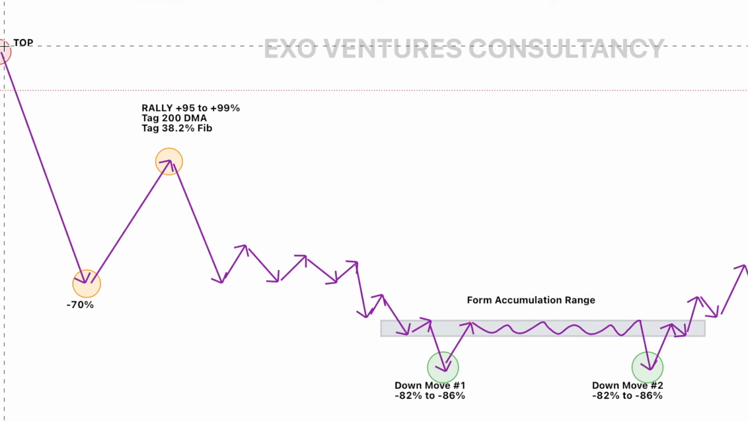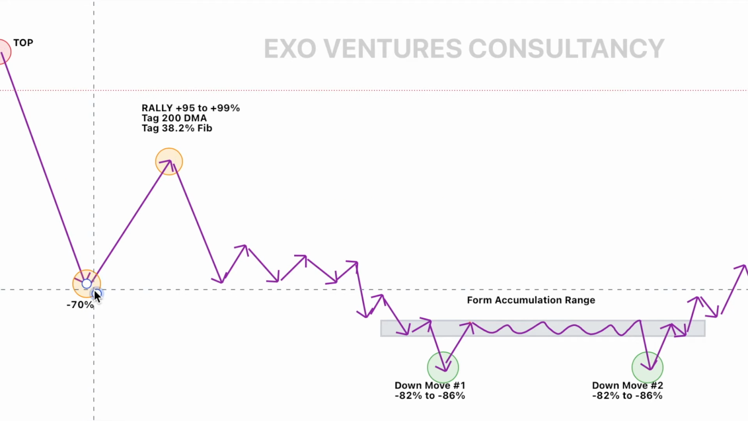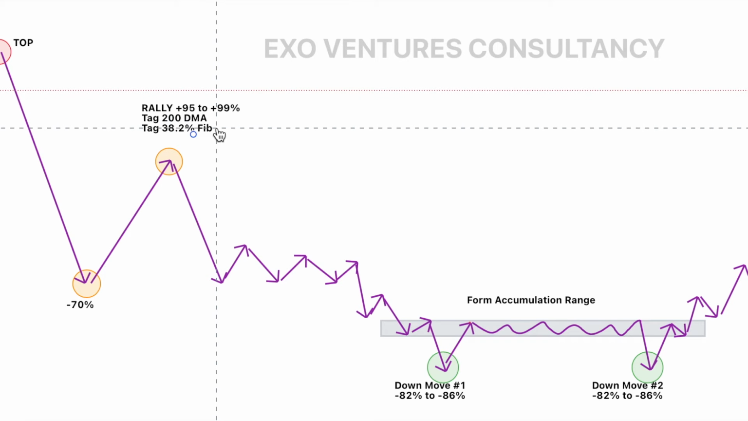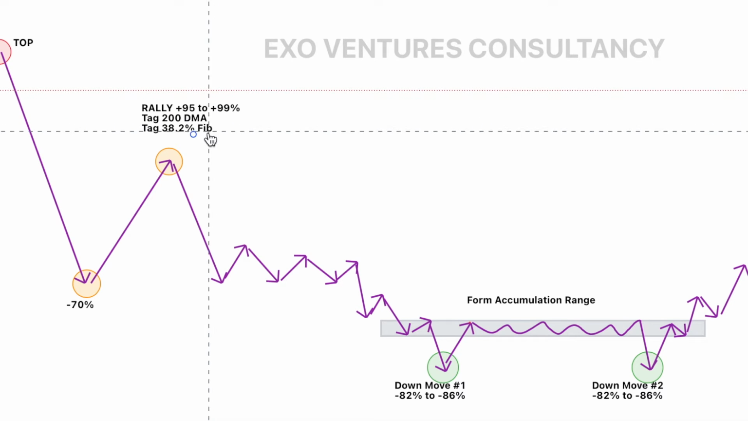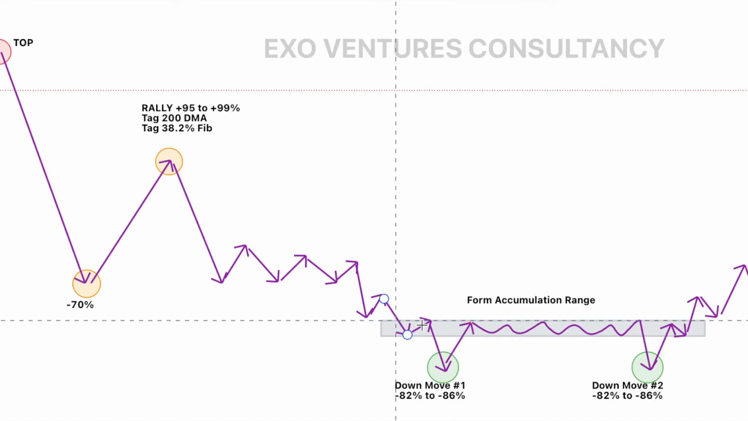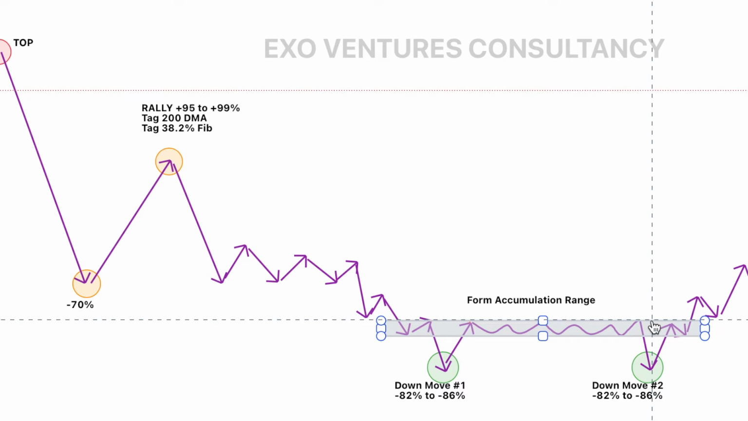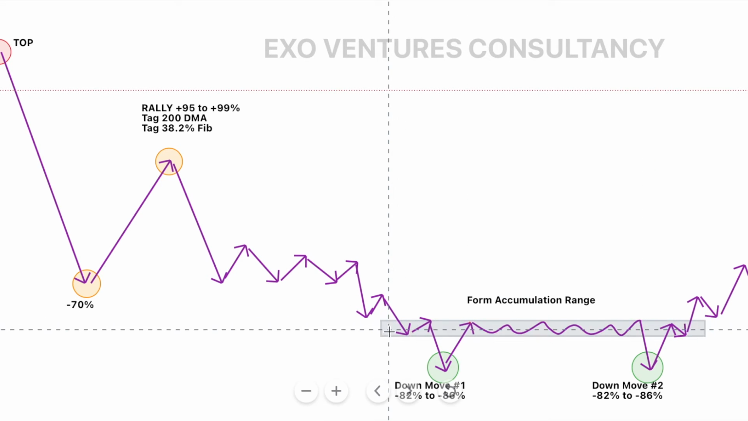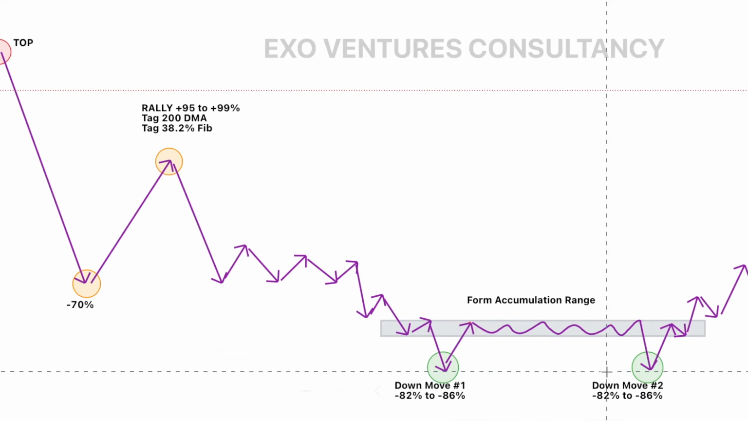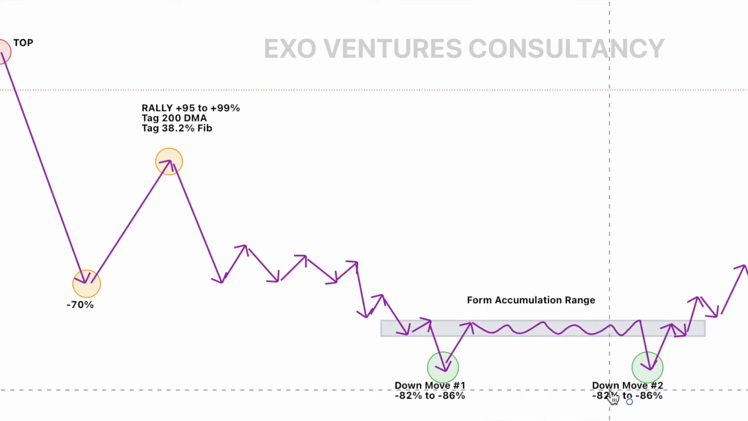Okay, let's go again. The top followed by minus 70%, rally into 99 or 95%, 200 EMA, and Fibonacci retracement. Downtrend continues, price moves down, forms an accumulation range, 77.5% to 81.25% from the top, and then our beloved babies and investing opportunities, deviation down 1, deviation down 2. And that's basically it for the chart.